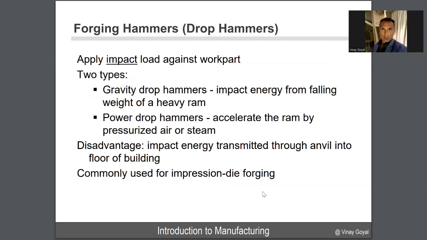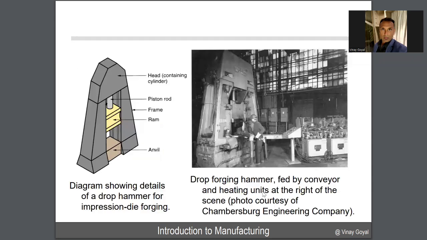The disadvantage: impact energy is transmitted through the anvil into the floor of the building, so that can be a problem to the building, and it's commonly used for impression die forging. And here you can see a diagram showing the details of the drop hammer, and you can see how large it is. You can see the piston rod and the head that contains a cylinder, and the ram and the anvil. And so when you use drop forging hammer approaches, they can be quite intensive in power and size.